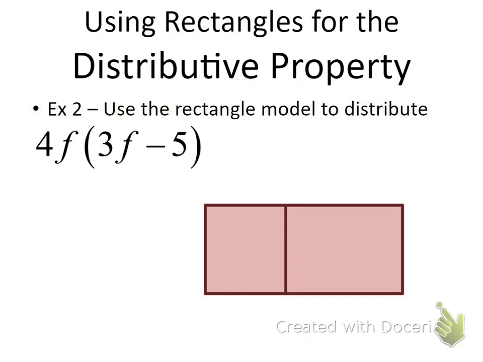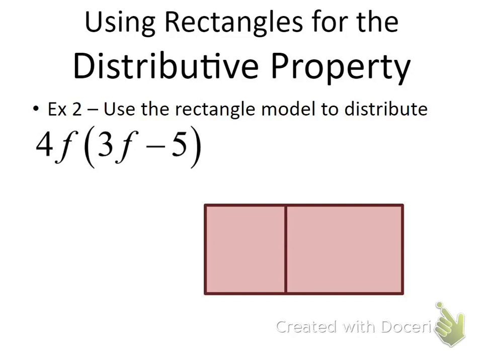That's awesome. Congratulations. Okay, distributive property. Example number 2. You're going to use 4f times 3f minus 5. Now, in all honesty, can you use a negative number to show the length of something? No. But just for our models, we're going to go ahead and use it.